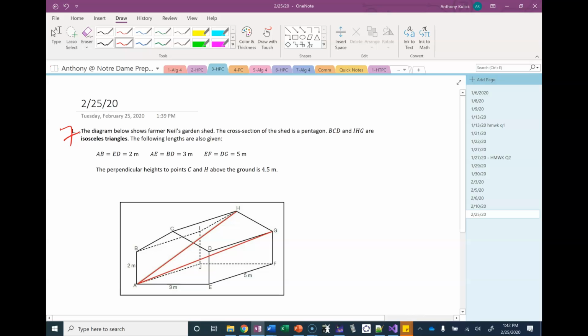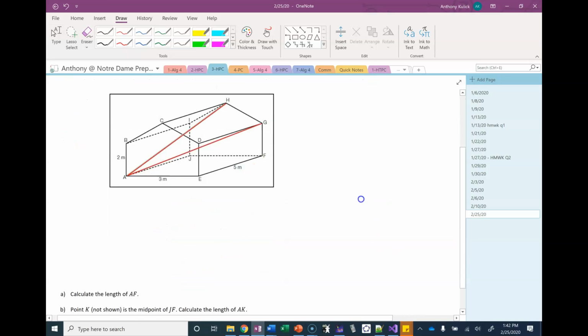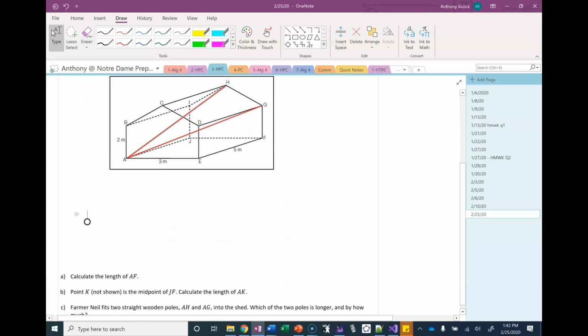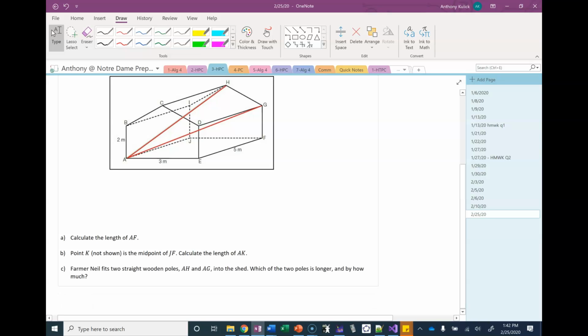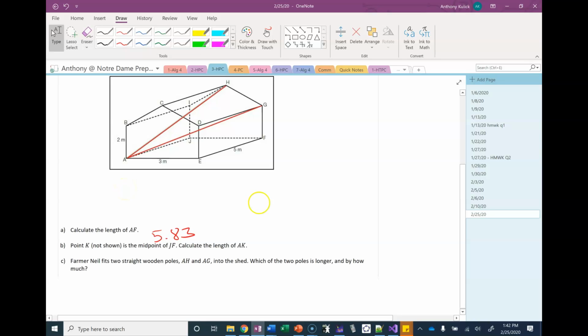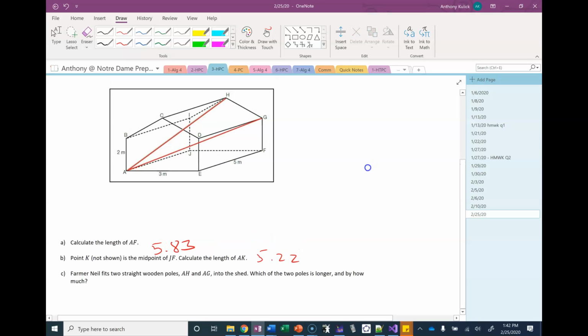All right, 7. Caden, what did you get for part A? We're probably going to need some of your answers there to do C. Good, that's correct. For part B, okay. And then we have AH and AG.